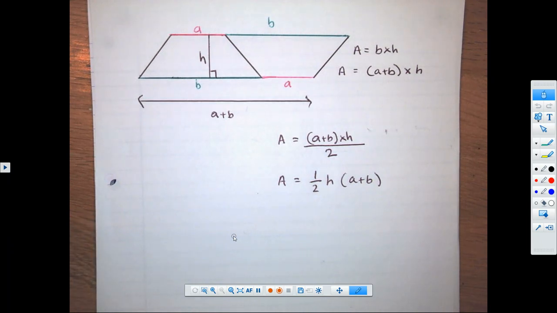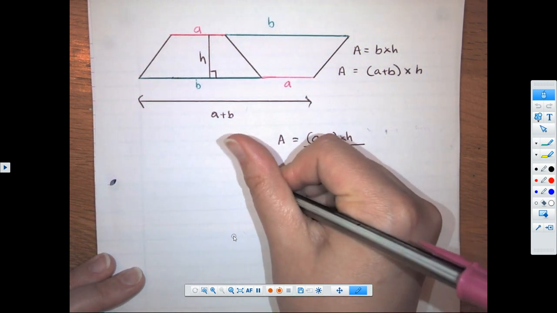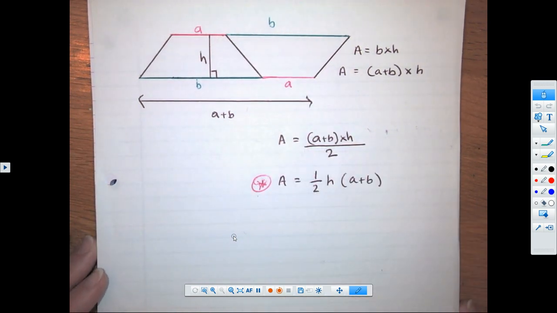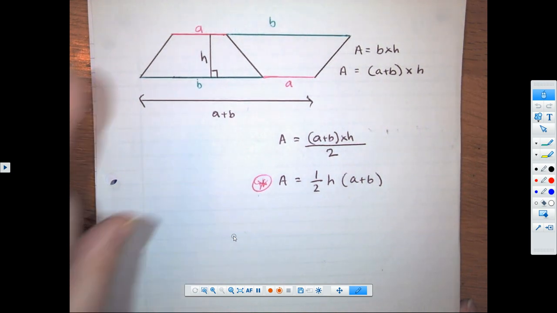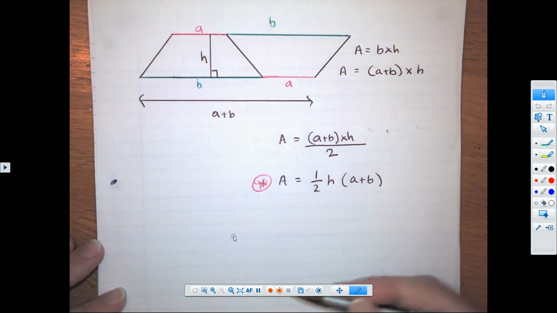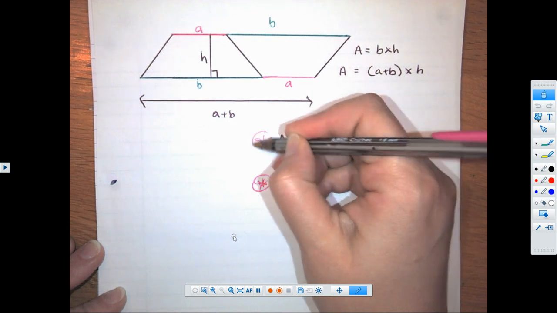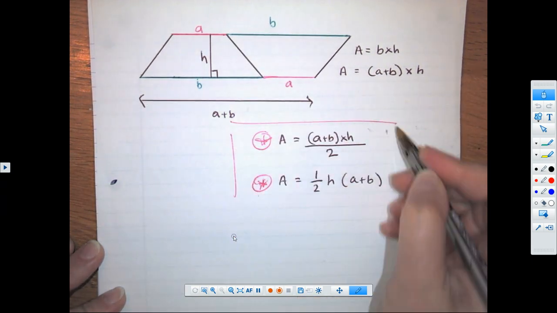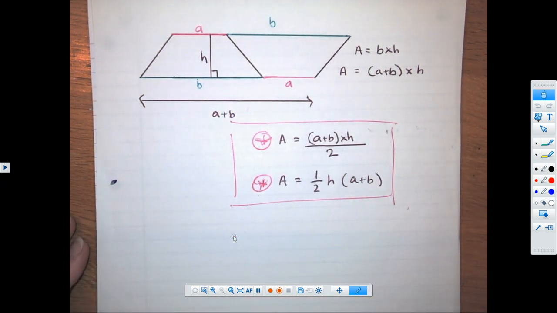Okay, and that is how we get to our formula for the area of a trapezium. Two ways to get there. It works in both ways. It gives us the same formula. Okay, so that's the key bit that we need to learn. I suggest you pause the video now and you take a note on this method and you make sure that you have your formula written down in your notes. Okay, so please pause the video.